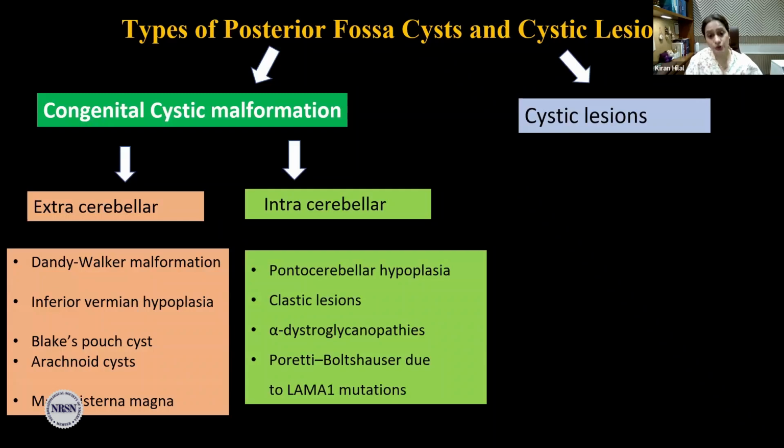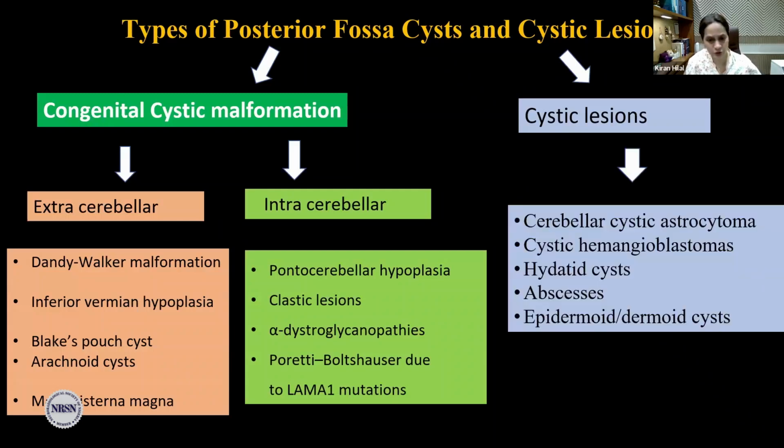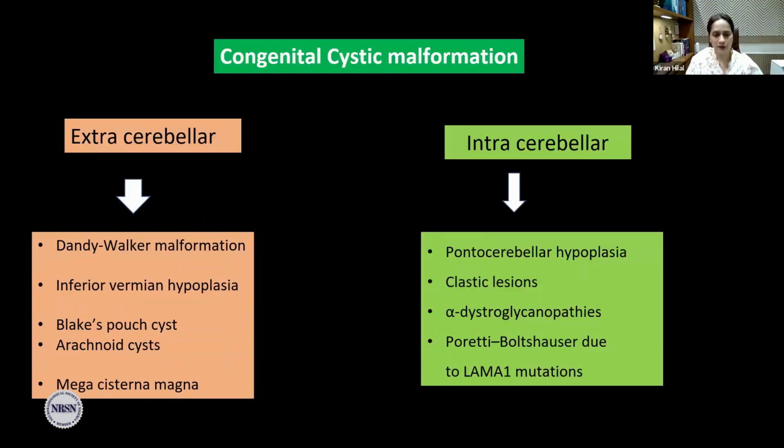If we talk about the posterior cranial fossa true cystic lesions, these can be tumors, infectious lesions such as abscess or hydatid cyst, or benign appearing tumors such as epidermoid and cystic astrocytoma. But today, let's filter out these cystic lesions. We are not talking about this. So we are now left with the congenital cystic malformation.